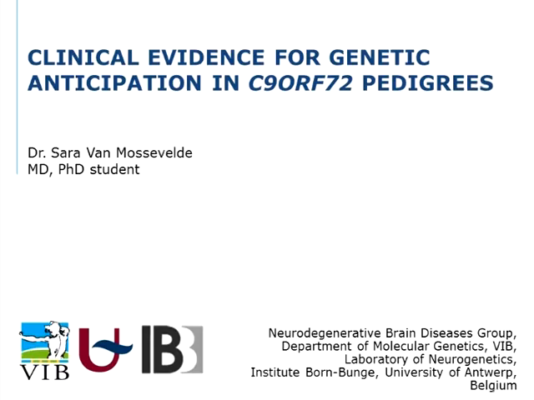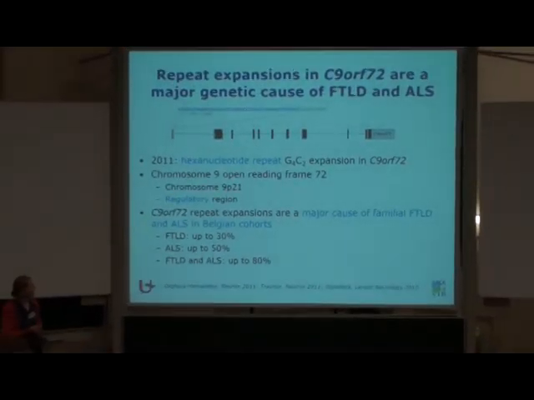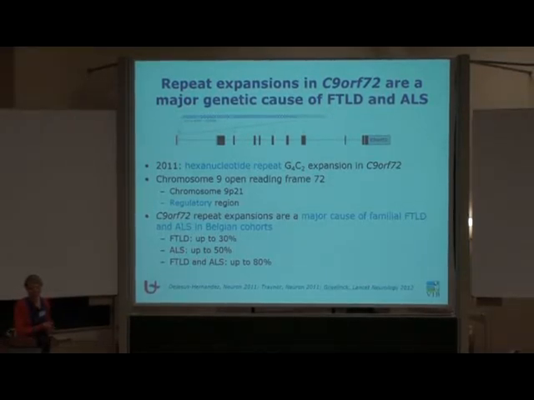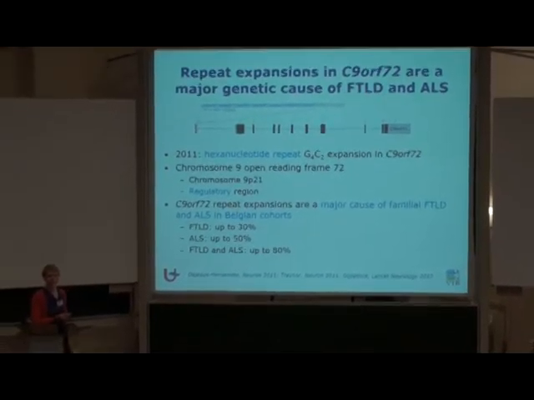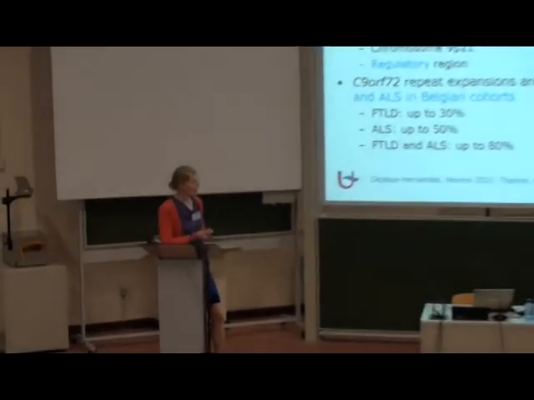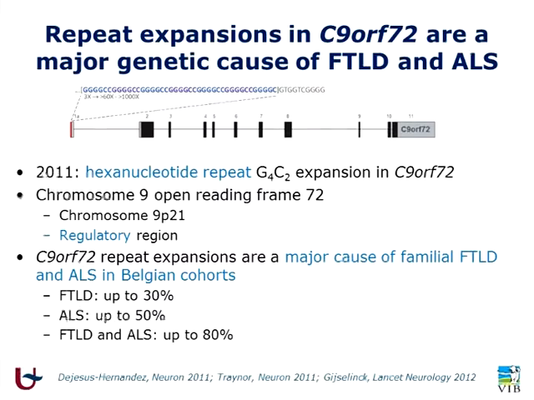Hello, so I am going to talk about anticipation in C9orf72 repeat expansions. First of all, I'd like to tell you what C9orf72 stands for. C9orf72 stands for chromosome 9 open reading frame 72, which is a regulatory region located on chromosome 9. This region consists of a repeat of 6 nucleotides, and normally you have about 2 to 24 repeats.